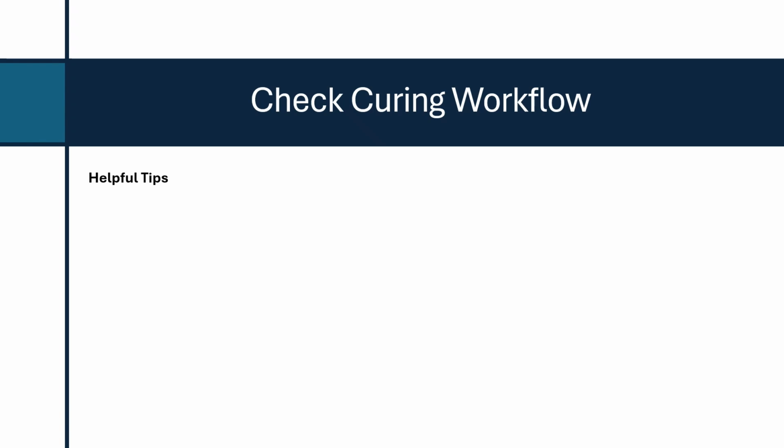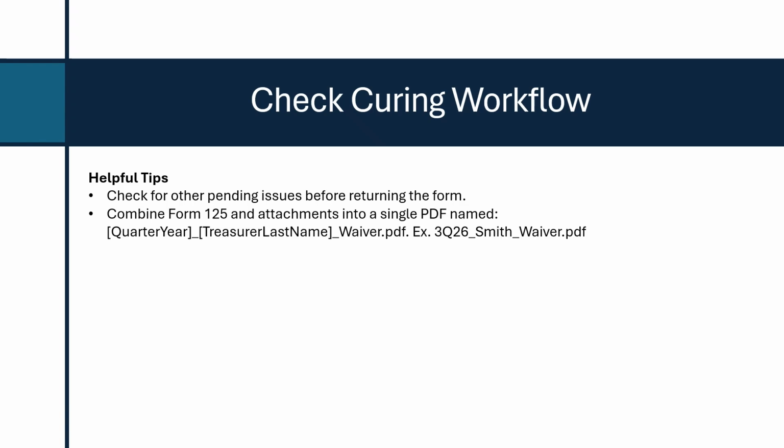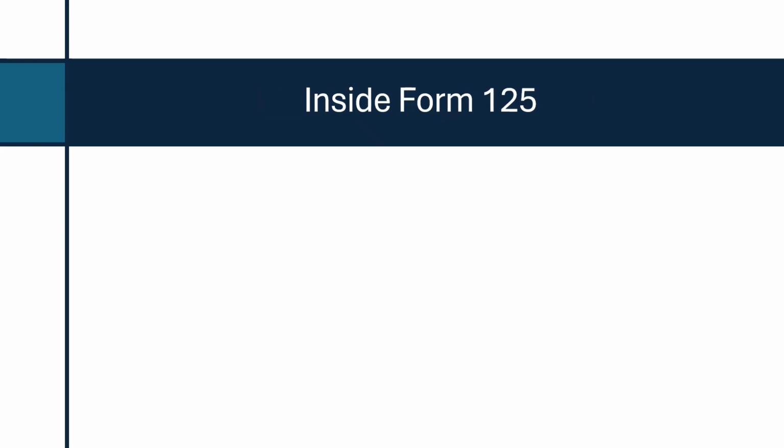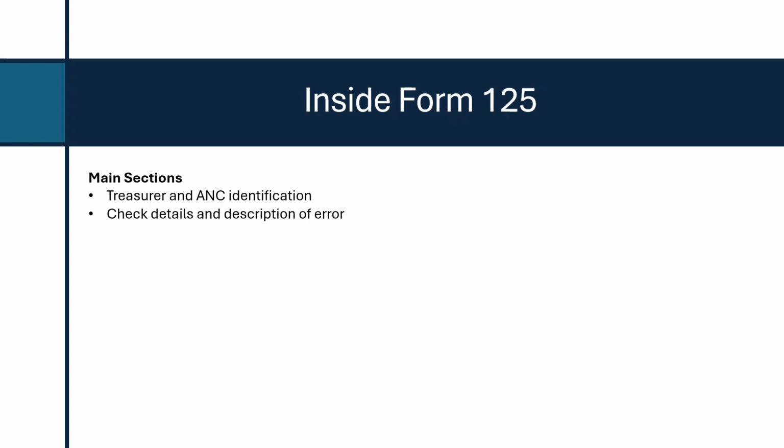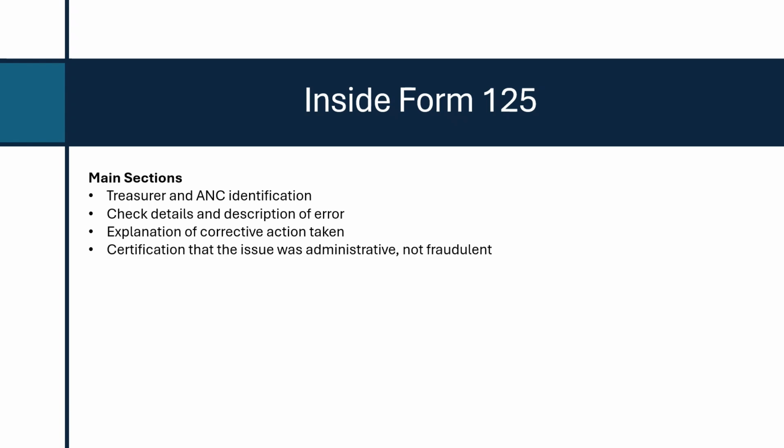Here are some helpful tips. Check for other pending issues before returning the form. Combine Form 125 and attachments into a single PDF with the format on screen. Let's have a look inside Form 125. Here are the main sections. Treasurer and ANC identification. Check details and description of error. Explanation of corrective action taken. Certification that the issue was administrative, not fraudulent.